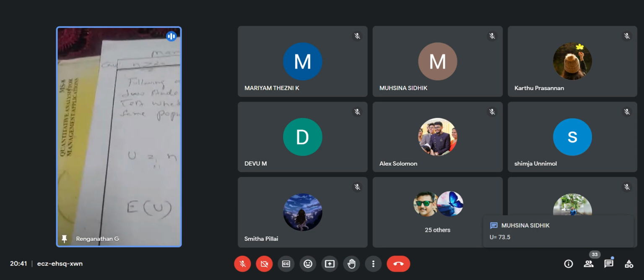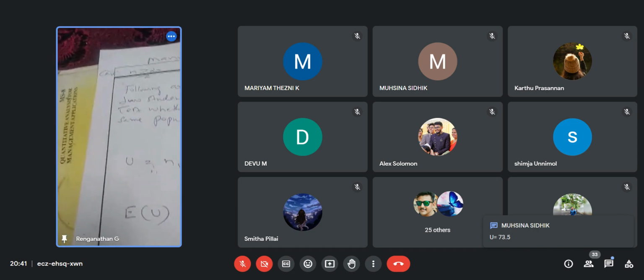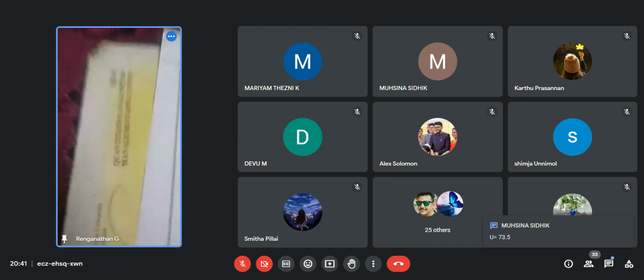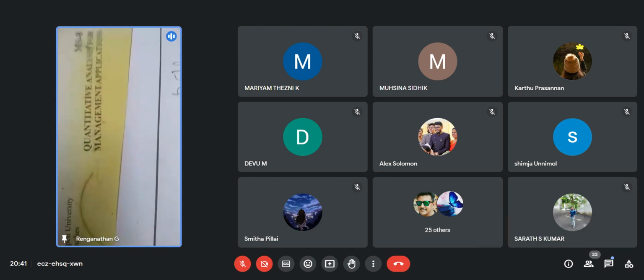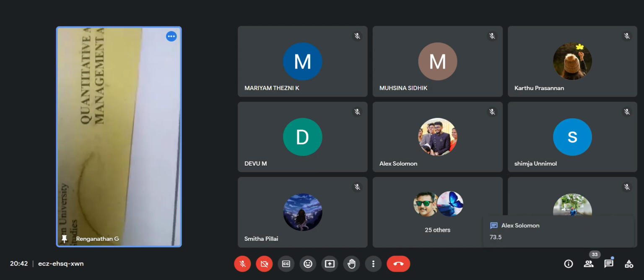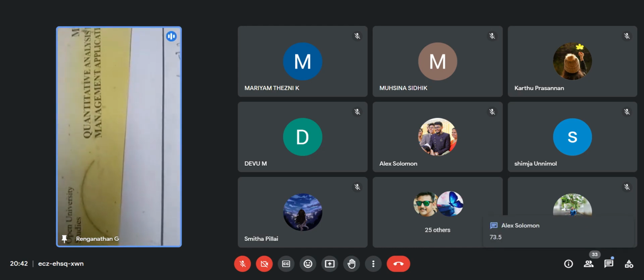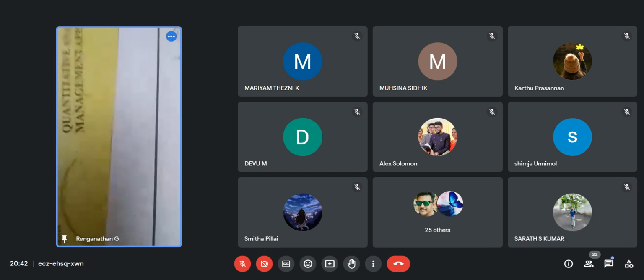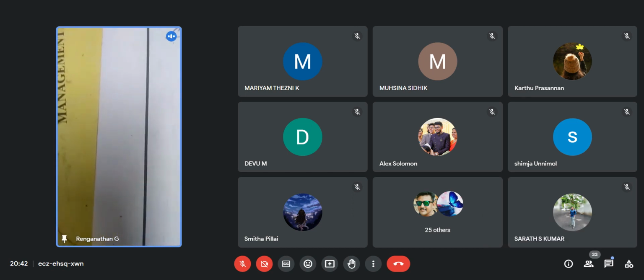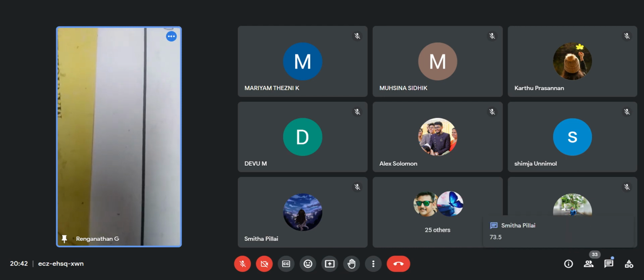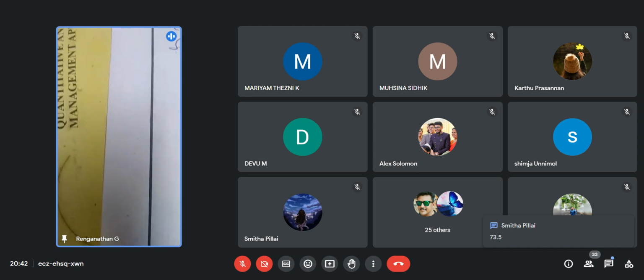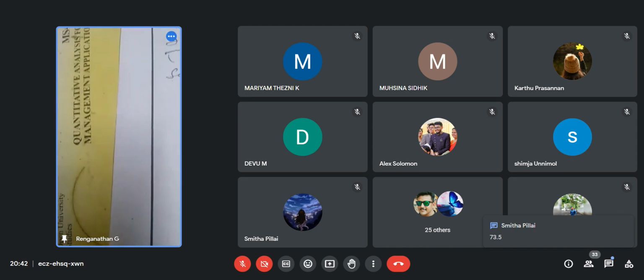If possible, show me that 72.5 is the... 73.5. I think it is better to recheck that answer. N1, N2, 12 into 73.5. Alex Solomon says the answer is 73.5. Once again, N1 N2 means 12 into 12, plus 12 into N1 plus 1, that means 13. 12 into 13 divided by 2, minus R1.